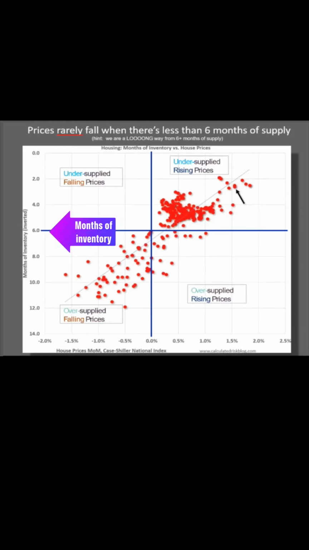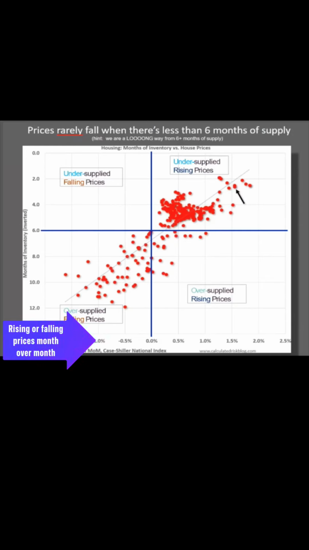Now, moving from left to right across the graph at the bottom, you're going to see how prices have risen or fallen month over month in each of those given scenarios. This is all historical data, of course, and it is taken nationally. What's important to notice is in these 4 quadrants of the graph, where we are currently is in the upper right quadrant, represented by the little black arrow pointing to that red dot. We have very low inventory and prices are rising.